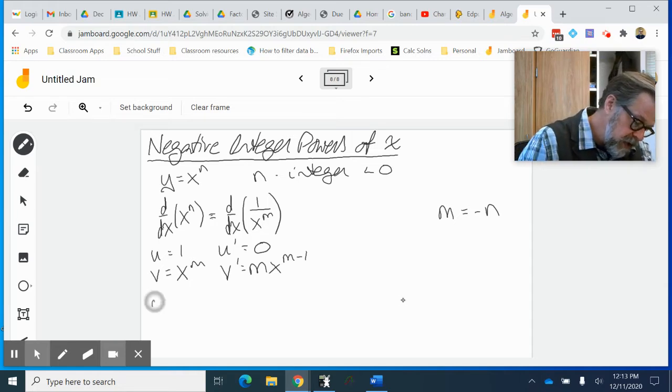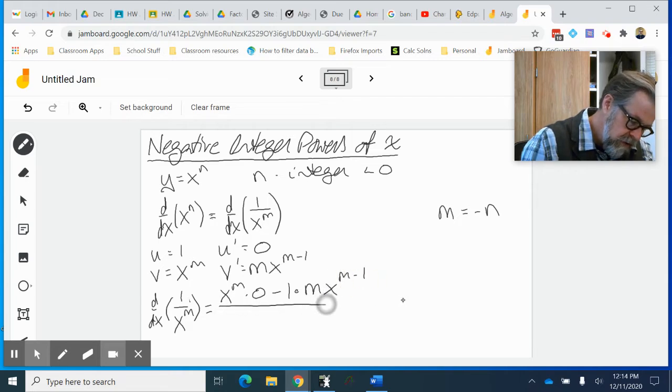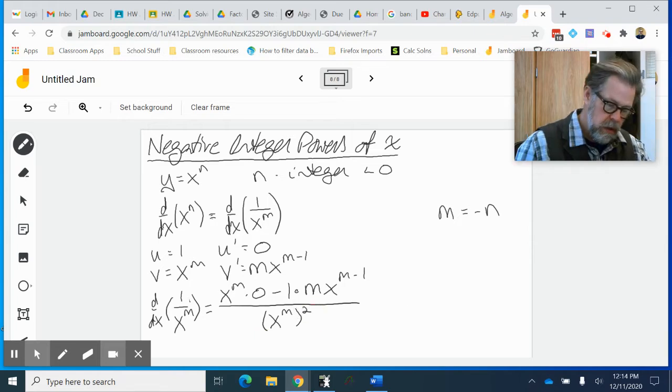So what is the derivative of x to the n? Excuse me, let's clarify that. What is the derivative of 1 over x to the m? Well, using the quotient rule, it is v du, x to the m times 0, minus u dv, 1 times m x to the m minus 1, divided by v squared.